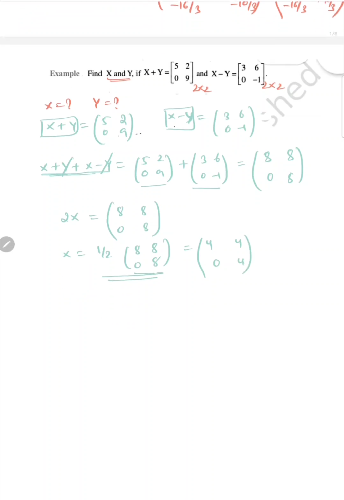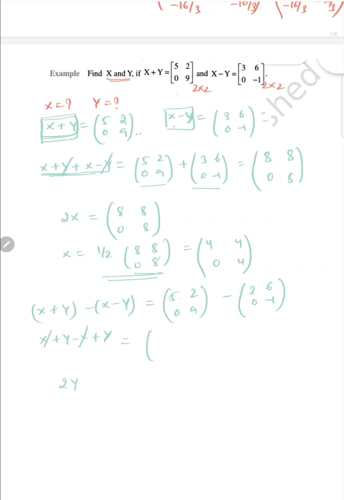To find Y, we can observe, subtracting X minus Y from X plus Y. So that is X plus Y minus X minus Y, which is equal to [5 2; 0 9] minus [3 6; 0 -1]. So in the LHS, X plus Y minus X plus Y, so plus X minus X get cancelled. We are left with 2Y in the left hand side.